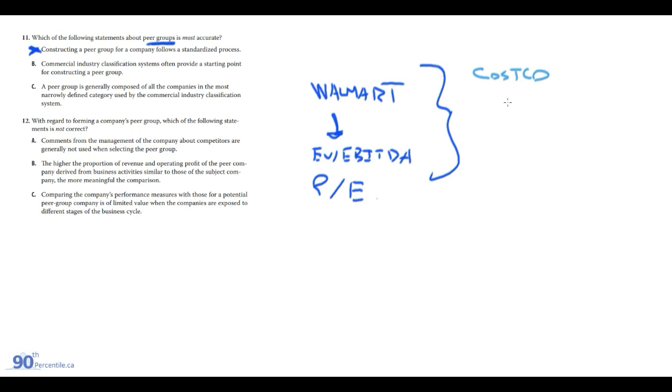You just construct a list of companies A, B, C, D, and get all of their valuation multiples, and then compare them to Walmart's and come up with a conclusion as to whether or not Walmart is over or undervalued. Of course, this isn't the only piece of the analysis that you would do, but it'll give you a general sense of where Walmart is trading relative to its competitors. So moving back to the question, so peer groups, what's accurate? Commercial industry classification systems often provide a starting point for constructing a peer group.